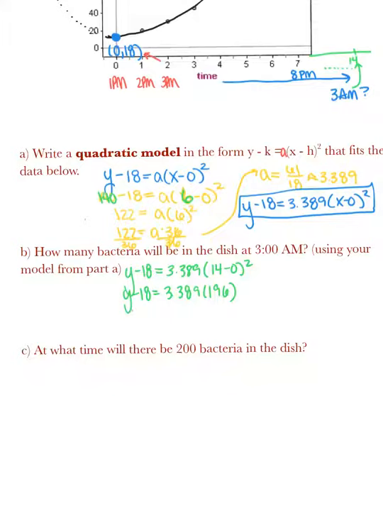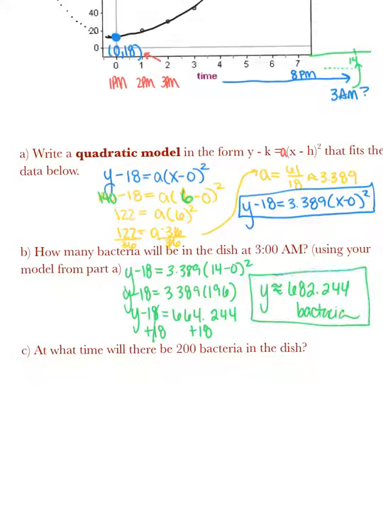I have y minus 18 equals 664.244. And now I add the 18. And I get 682.244 bacteria. I should put in approximately here too, since this is a model. So if the experiment were left for the full 14 hours untouched, that's approximately the number of bacteria that are going to be in the Petri dish, according to my model.